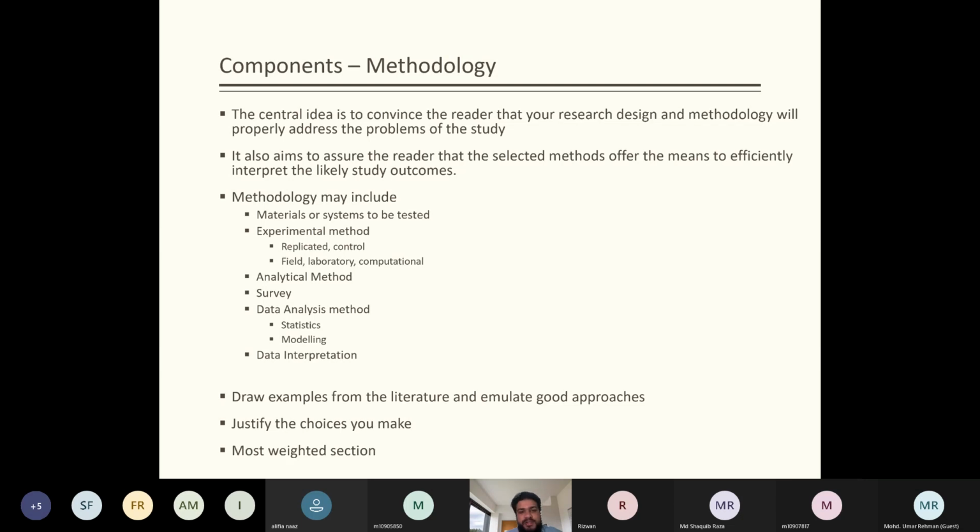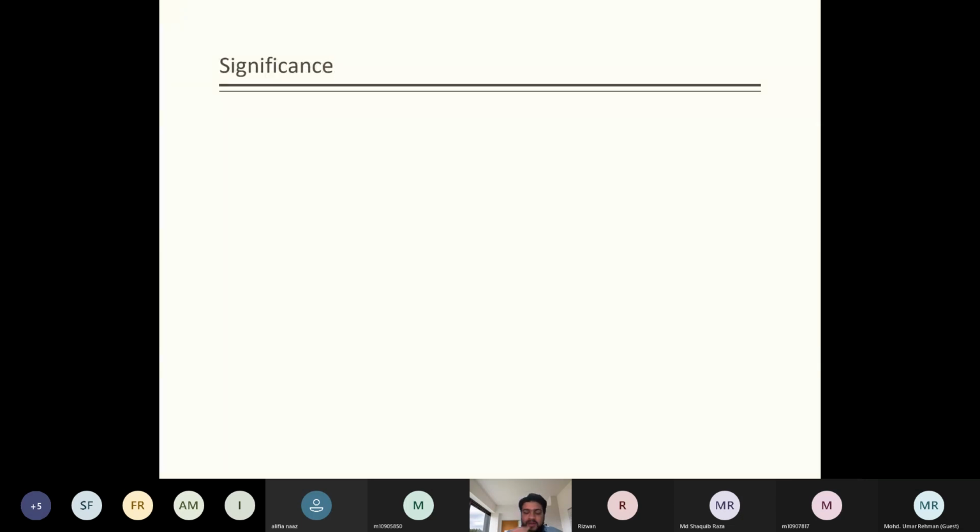This is the most weighted section, like I mentioned earlier. What is the significance of your study? Well, your study needs to be significant. That's why you are doing the research, and it needs to be more significant than the other applicants, because you are competing among many different research proposals, many other candidates.